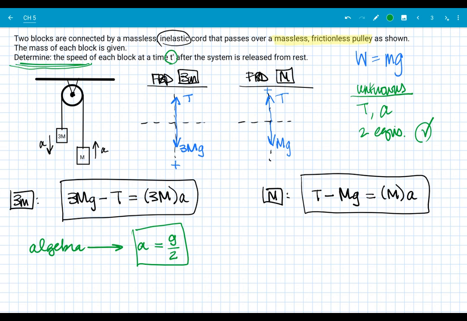Now let's go ahead and finish the problem, where they want us to determine the speed. What this means is we have acceleration, we have time, and we know we're starting from rest. We're told the system is released from rest, and we want to find the final speed. Well, we have an equation for that, velocity with respect to time: v equals v naught plus at. That's my general equation for velocity with respect to time.